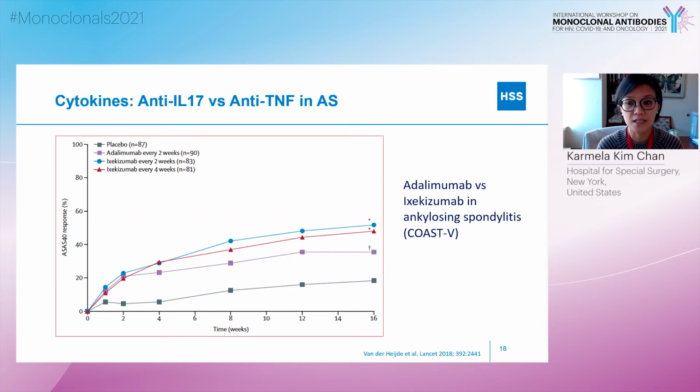This graph shows that the anti-IL-17 treated patients, shown in blue and red, did just as well, if not better, than the patients treated with the anti-TNF agent in purple. This study led to the approval of ixekizumab for the treatment of AS.